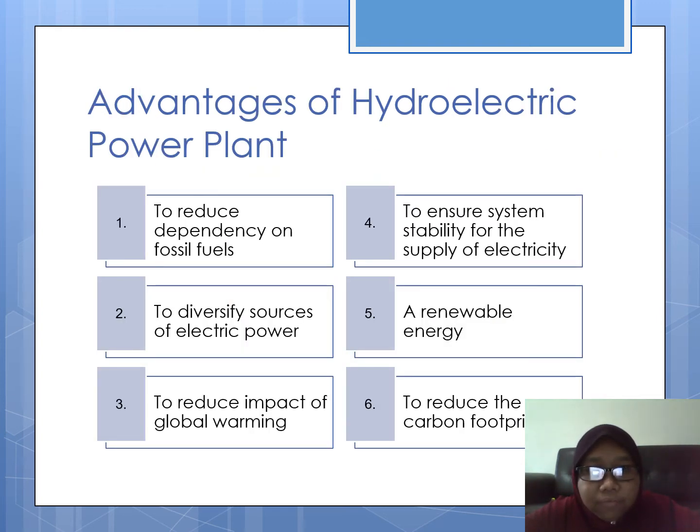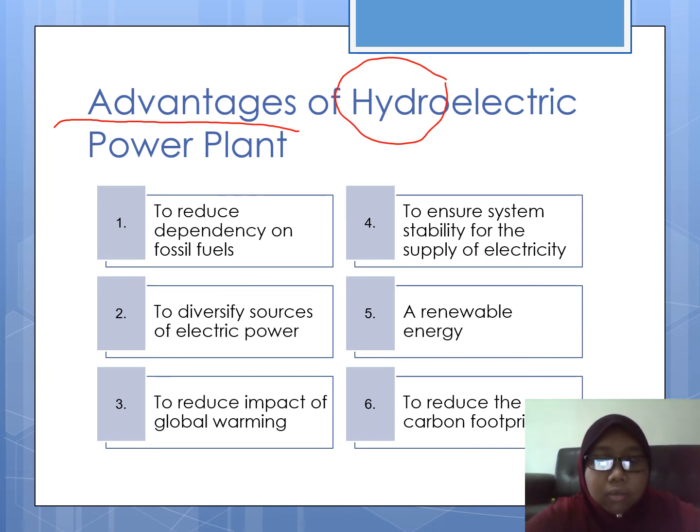Okay, so you can see here we have the advantages. So basically for hydroelectric, because it is renewable energy, basically we don't have disadvantages. Okay, there are many benefits of using hydro as the supply of electricity. Okay, first we can reduce the dependency on non-renewable energy, which is fossil fuel, because over time the fossil fuels will finish. And then we can diversify sources of electric power, meaning we can find alternatives to produce electric power. And then third is to reduce the impact of global warming. Actually, when we burn the fossil fuels, we produce carbon dioxide, so it can cause air pollution as well as global warming to our ecosystem.